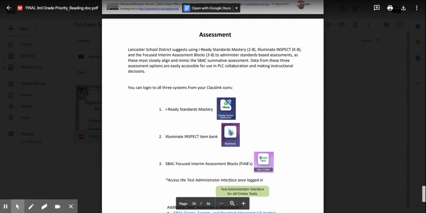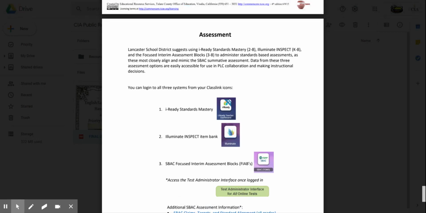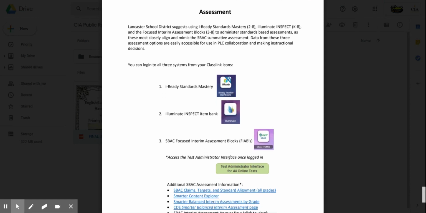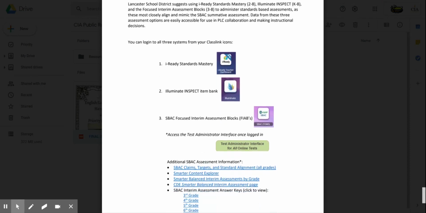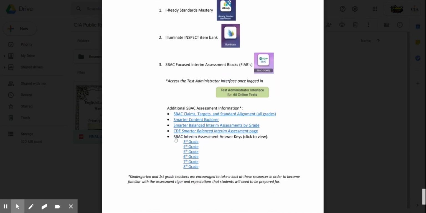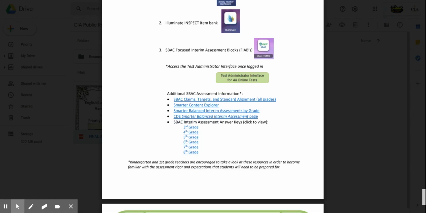Then that's followed by our assessment piece. And this assessment piece is the same for every grade level. It talks about which assessment options we recommend for formative assessments in the Lancaster School District, one being our iReady Standards Mastery, two, the Illuminate Inspect item bank, and three being the SBAC focused interim assessment blocks. And for more information, you can click on one of these links and it'll take you to an alternate website where you can read more information and gather what you're looking for. Also, we've had teachers ask us for the IAB answer keys, and those are also linked here so that you don't have to go searching for those either.